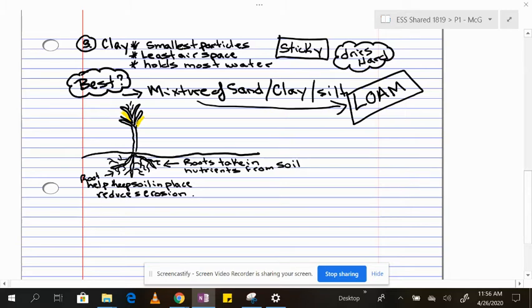So the plants in the soil help each other there. The roots help keep soil in place, reduce erosion, and the roots take in nutrients from the soil. So they help each other out there. And that is going to be very important with conservation practices also.